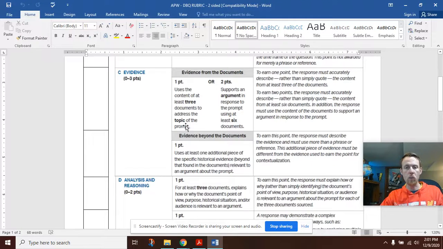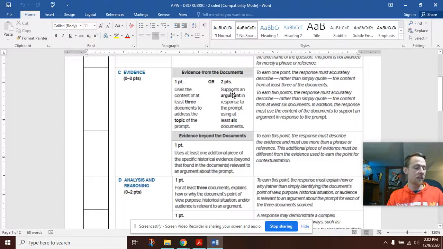Now, notice you get 1 point for just using the information accurately from 3 of the documents. That's a very low bar, right? You just understood them and got information in the right place, matched up to your topic for that paragraph. But you can get a second point by supporting your argument. And notice the difference: supporting an argument.